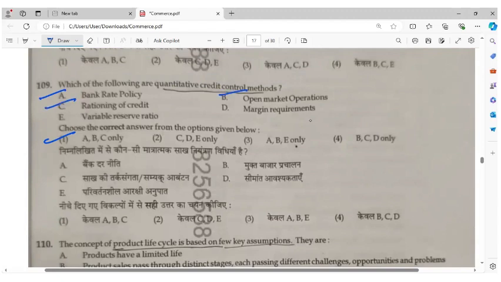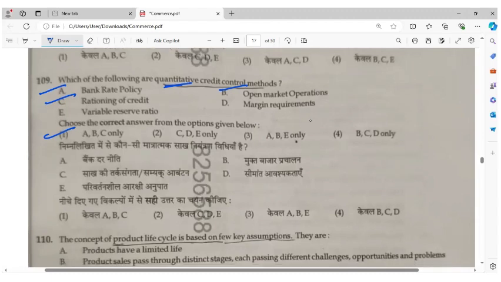And the C, that is rationing of credit. So there is no confusion, these are quantitative. Yes, option A, B, C is right over here. Okay, for the qualitative, the variable reserve ratio is for the qualitative, and the margin requirement is also a qualitative credit control. Okay, so option number A is right over here.